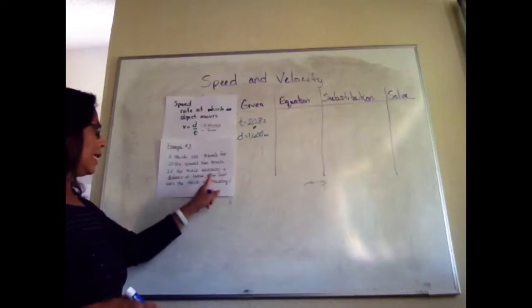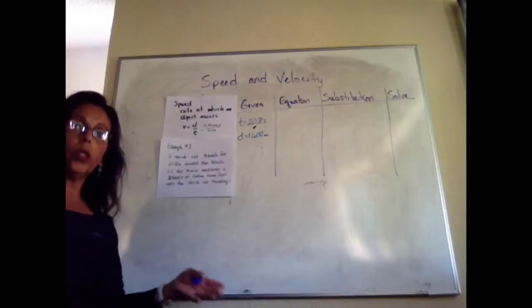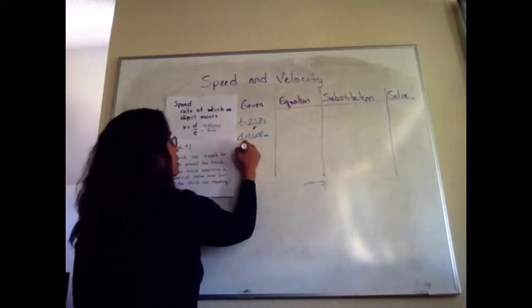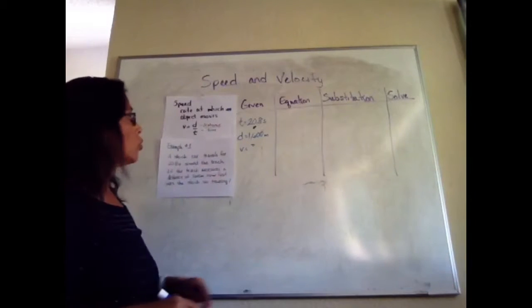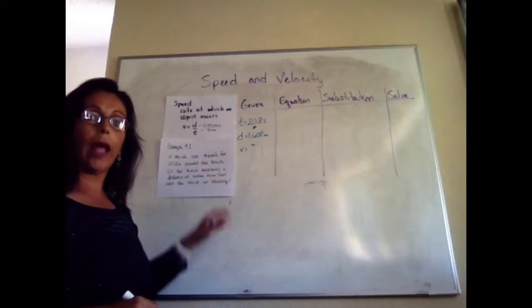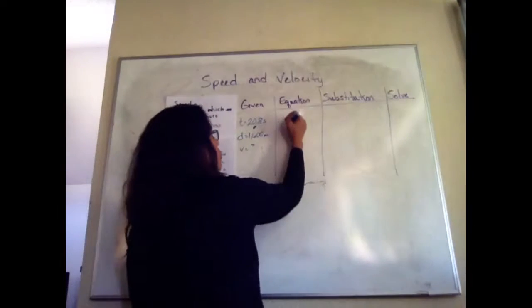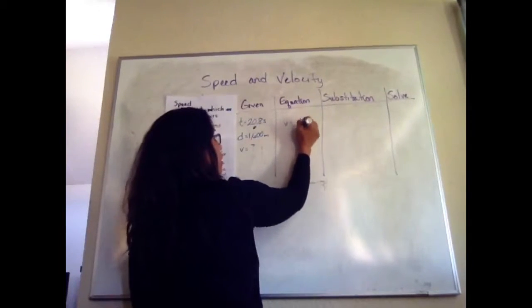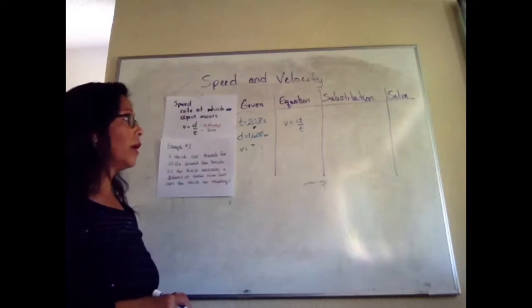And at the end, it's asking us how fast was the stock car traveling, which really is talking about the velocity at which this car goes around the track. So I've got my given information and what I'm looking for. Now let's rewrite our equation. We're using the equation d over t is equal to v. Velocity is equal to distance divided by time.